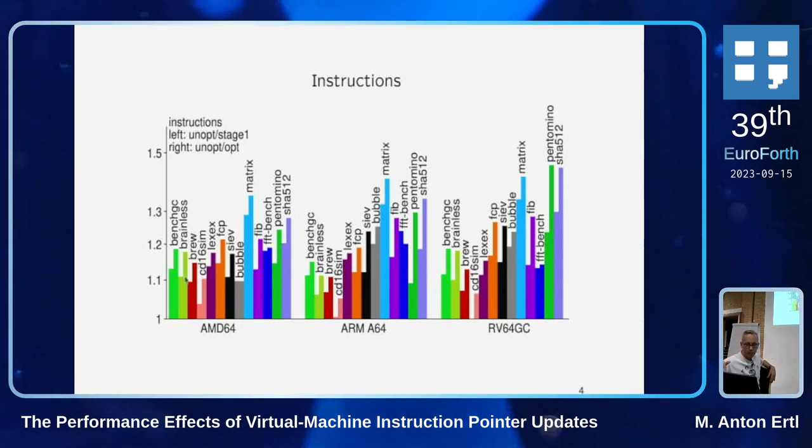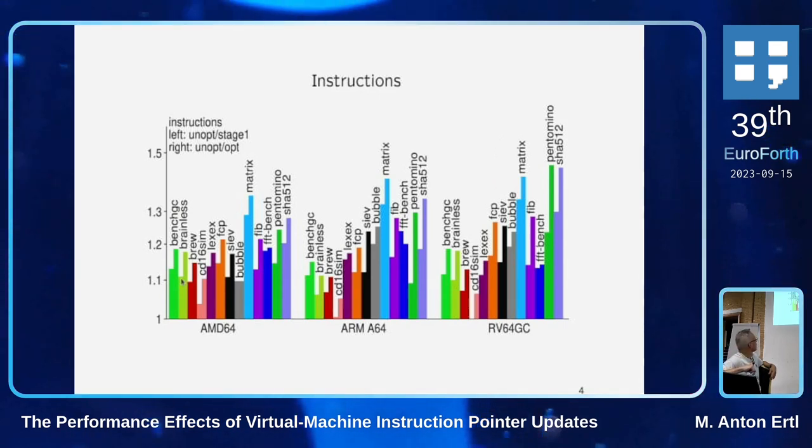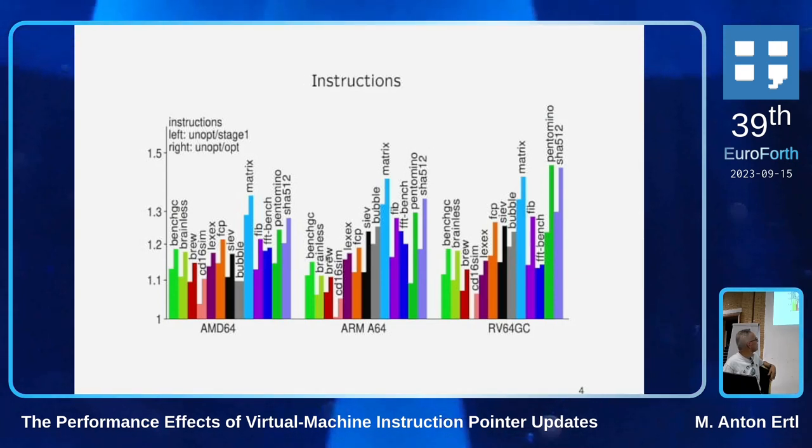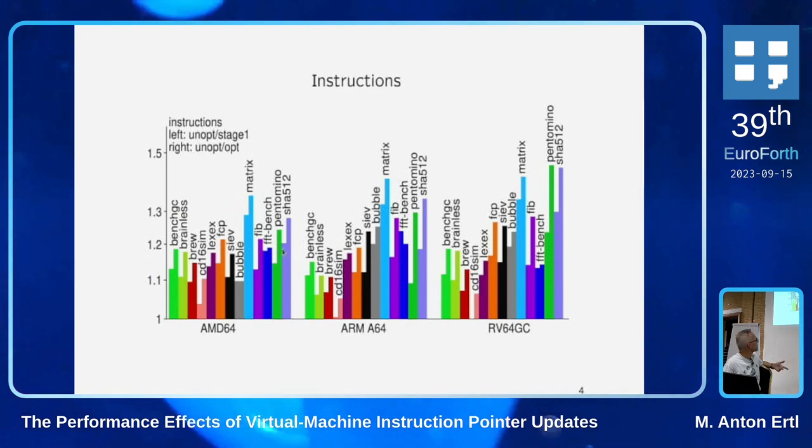But you can see the effect of having primitives with immediate arguments with different offsets, at least here. We see about a factor of 1.2 for many benchmarks, and for some it's somewhat less.